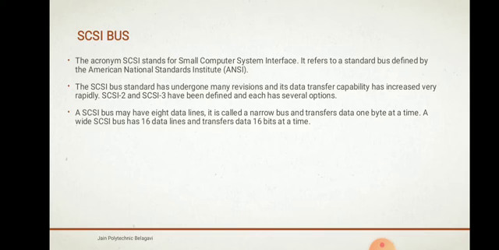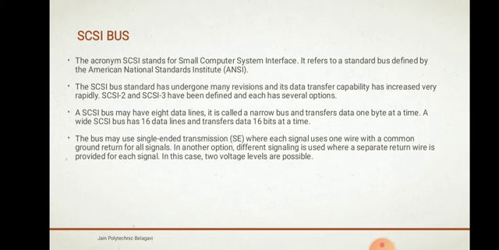A SCSI bus may have 8 data lines, in which case it is called a narrow bus, and it transfers data 1 byte at a time, which means the data can be transferred by sending 1 byte, that is 8 bits, at a time. A wide SCSI bus has 16 data lines, so it transfers data 16 bits at a time. If there are 16 data lines, it can transfer 16 bits at a time.